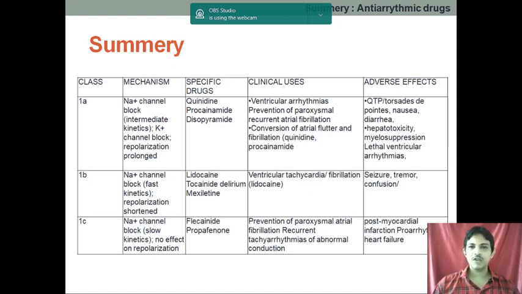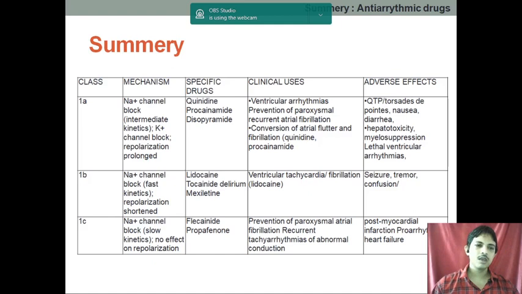These are drugs like quinidine. So what is their clinical use? Ventricular arrhythmia, prevention of paroxysmal recurrent atrial fibrillation, which is again one of the important effects, and conversion of atrial flutter and fibrillation. These are the clinical uses. And what are the adverse effects? QT prolongation or torsades de pointes, nausea, diarrhea, hepatotoxicity, myelosuppression, and lethal ventricular arrhythmia with prolonged use or higher doses. So this is about the clinical use and adverse effects of the class 1A type of drug.